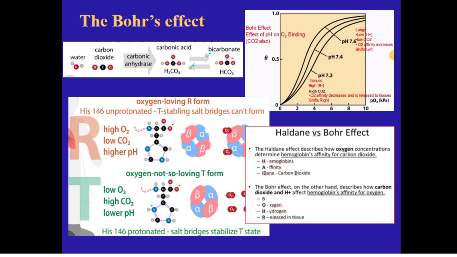So, the relaxed conformation of hemoglobin. This is the conformation at which oxygen can easily be bound to hemoglobin. Like in lungs, where the concentration of oxygen is at the highest quantity, this affinity will be at maximum.